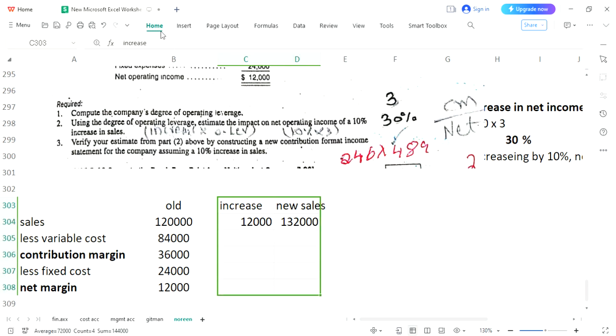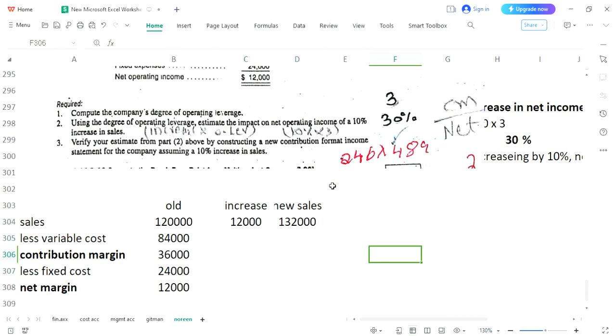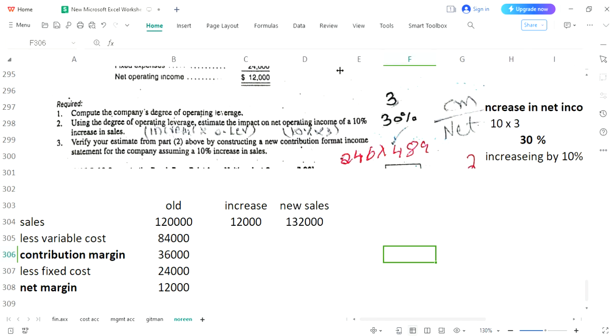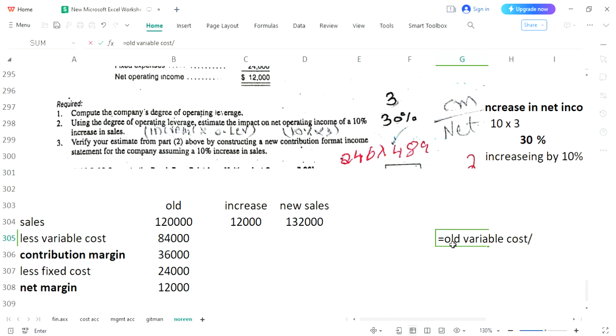Let's arrange it and we will be proceeding next. As you know that your sale has been increased. Due to increase in sales, your variable cost will also increase. And we have established a formula. I will write over here. This is not the exact formula. You will not find this formula in any book. Old variable cost, you will divide it with old sales and will multiply it by new sales.